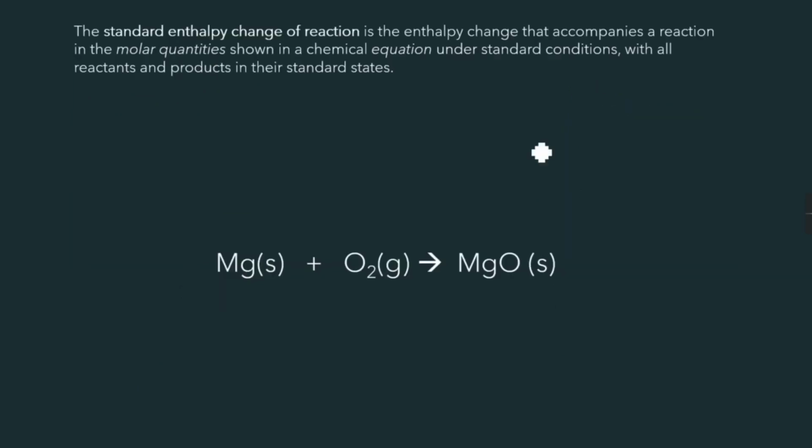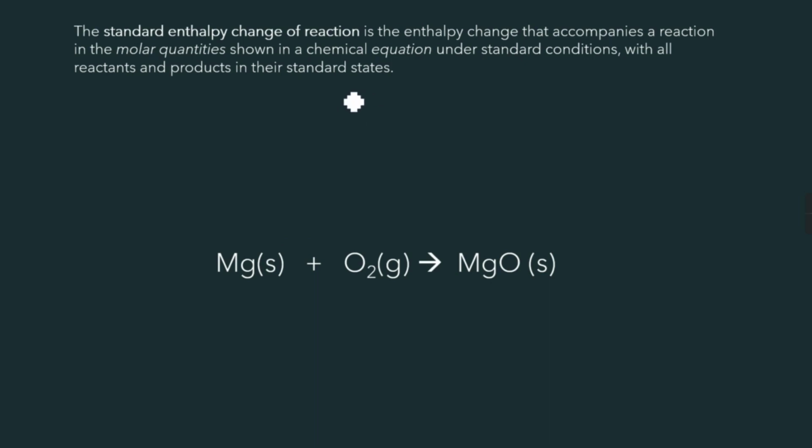A lot of definitions you need to know for enthalpy change. It's quite wordy, and I feel like understanding the definitions is really key before you move on and make calculations. So we've got the first definition here: the standard enthalpy change of reaction is the enthalpy change that accompanies a reaction in the molar quantities shown in a chemical equation under standard conditions with all reactants and products in their standard states.